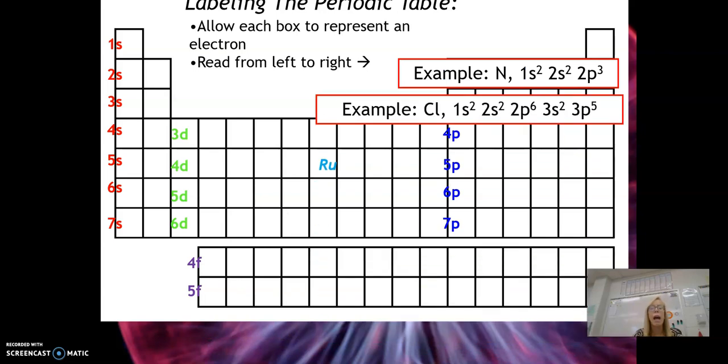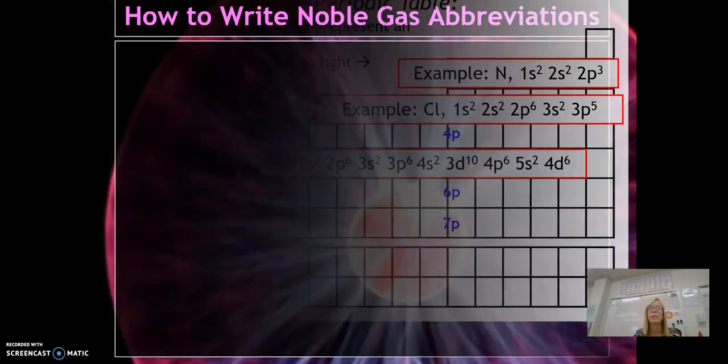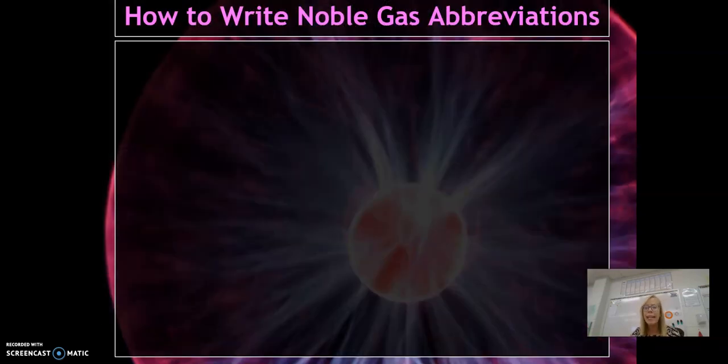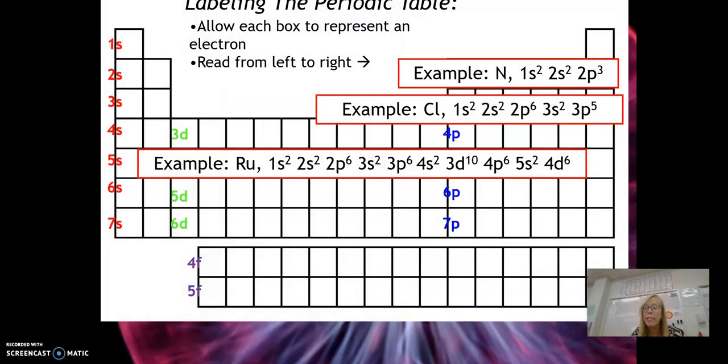How about if we did rubidium? We'd have to do a bunch of stuff for rubidium, right? We'd have 1s2, 2s2, 2p6, 3s2, 3p6, 4s2, 3d10, 4p6, 5s2, 4d6, right? Awesome. All right. So again, label your periodic table. And you can read exactly from your periodic table. So it really is kind of cool.